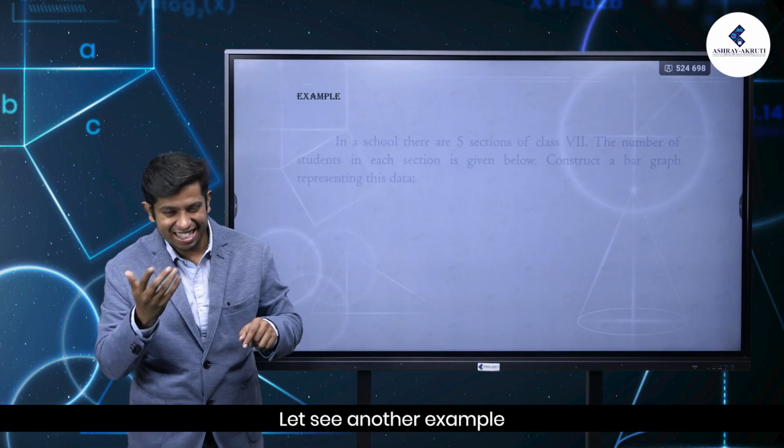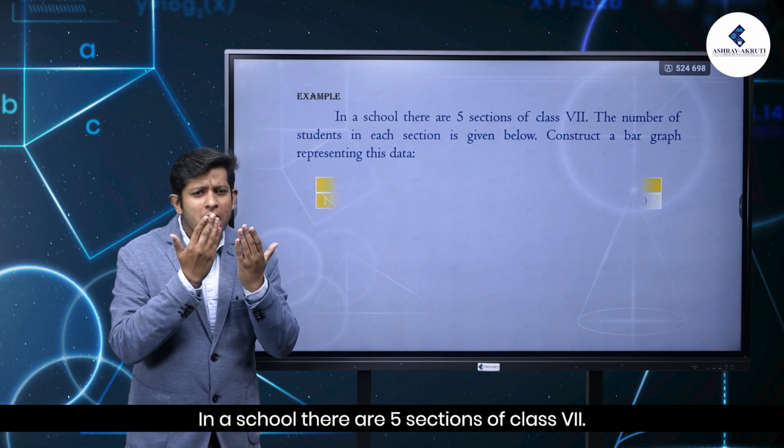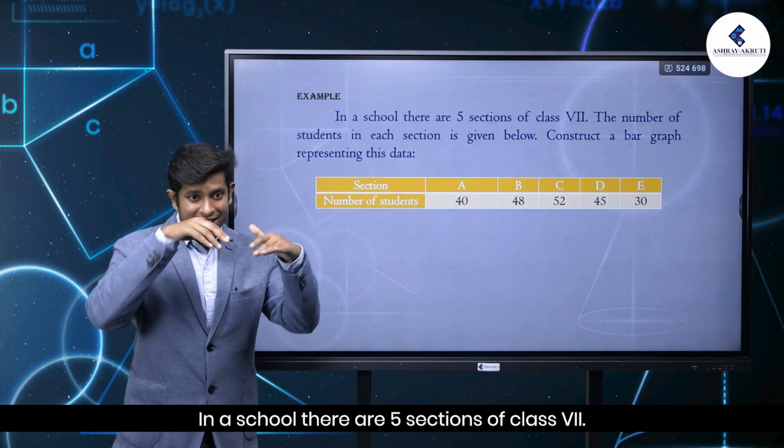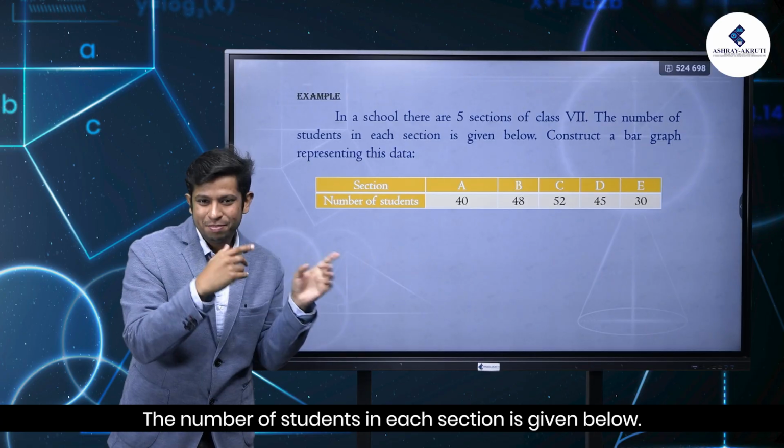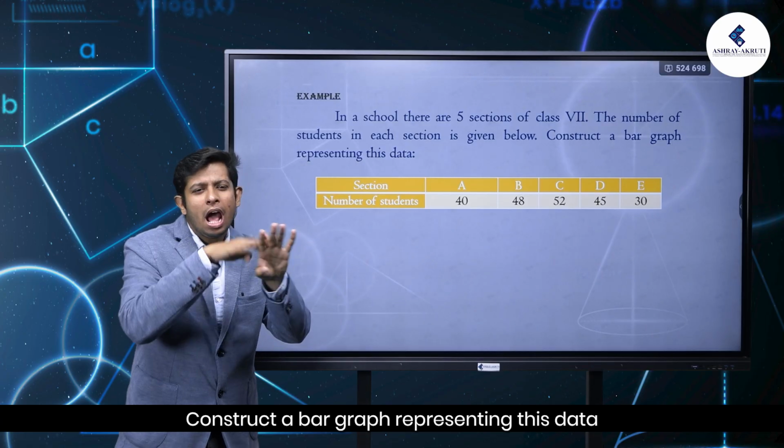Let us see another example. In a school, there are 5 sections of class 7. The number of students in each section is given below. Construct a bar graph representing this data.